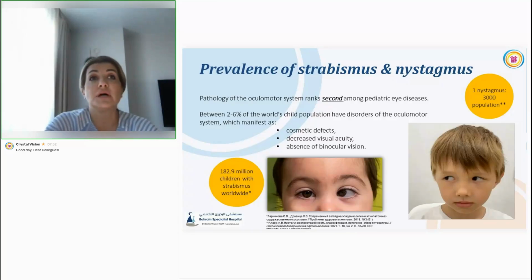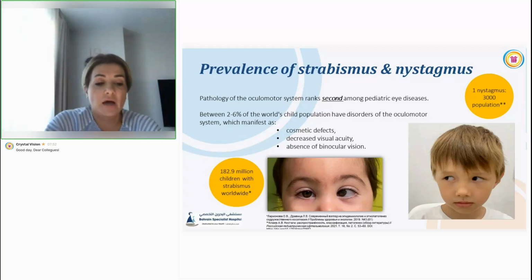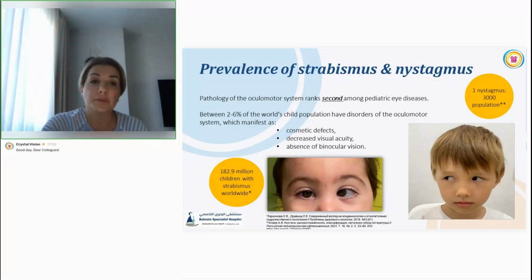Strabismus and nystagmus are not only cosmetic defects. These conditions disrupt the functioning of almost all parts of the visual analyzer, and may be accompanied by a range of visual disturbances, such as amblyopia, a functional decrease in vision in which the deviating eye is almost or not at all involved in the visual process. That is why the treatment of strabismus requires a comprehensive and fundamental approach.